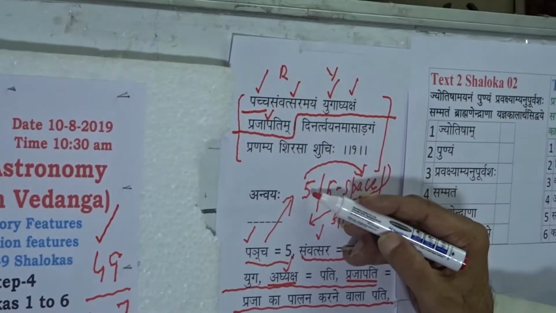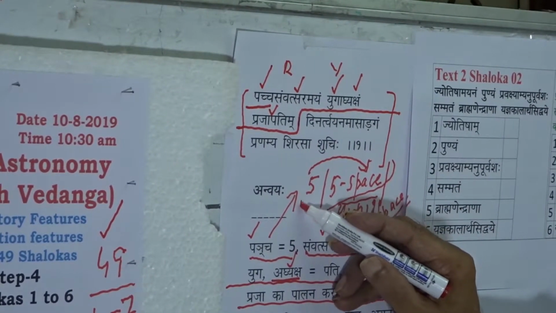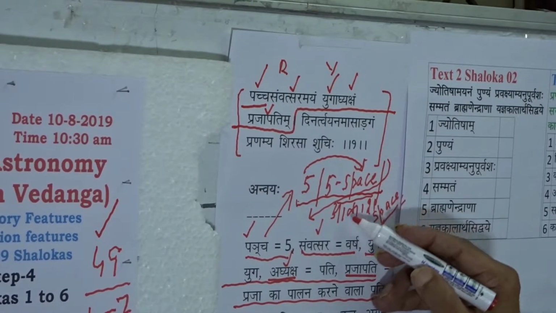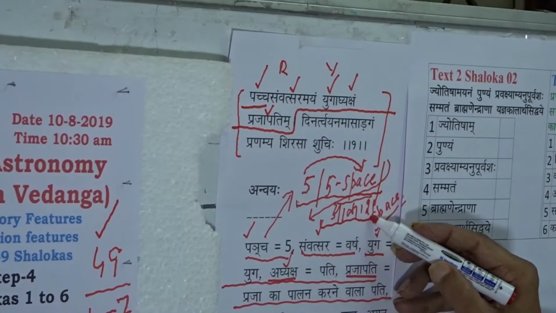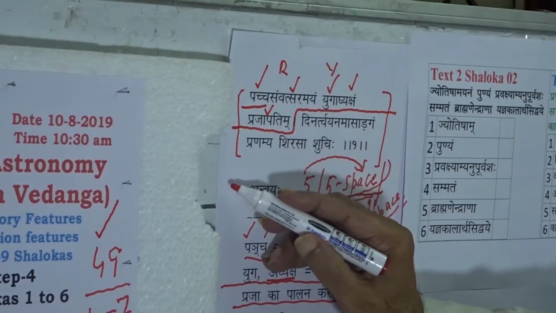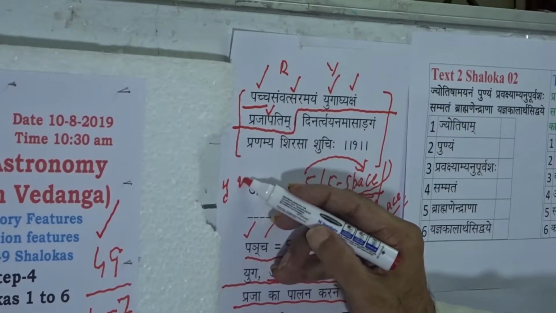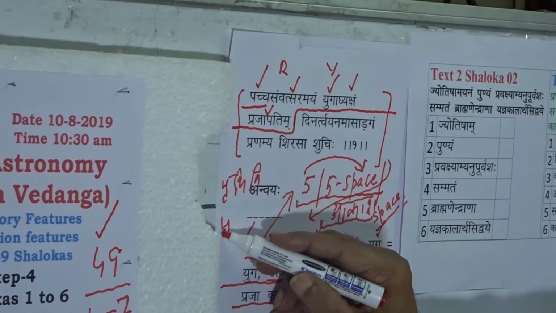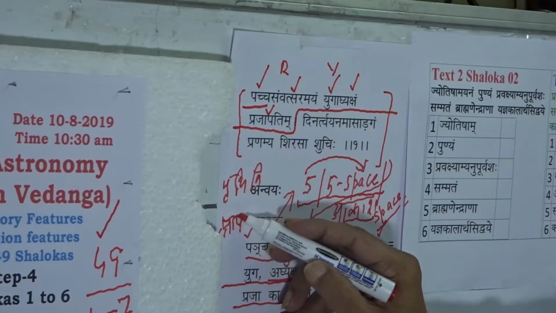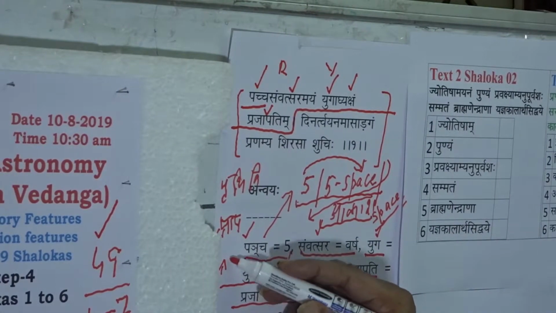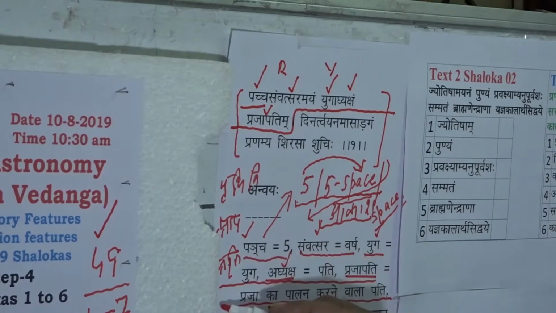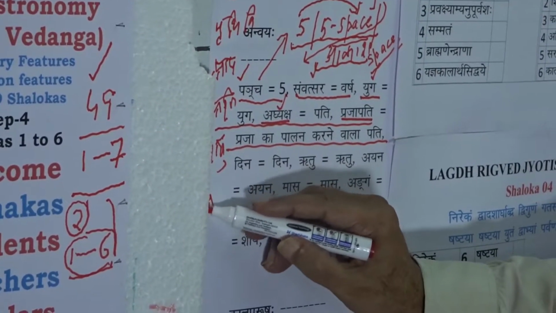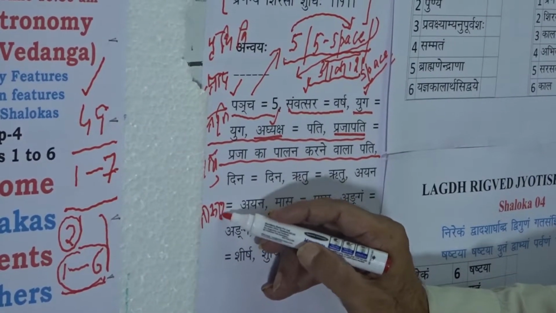Panch means 5. This 5 is parallel to 5 space. From 5 space we will be also reaching at the 5th element. The first element is Prithvi, earth. Second element is Apa, water. Third element is Agni, fire. Fourth element is Vayu, air. And fifth element is Akash, space.